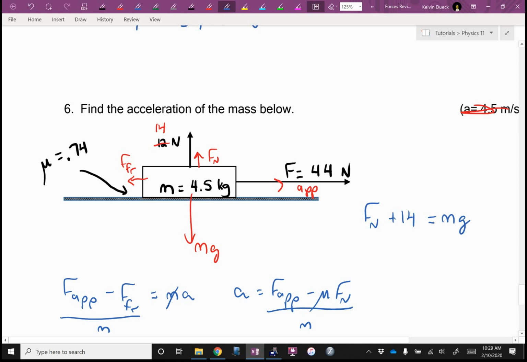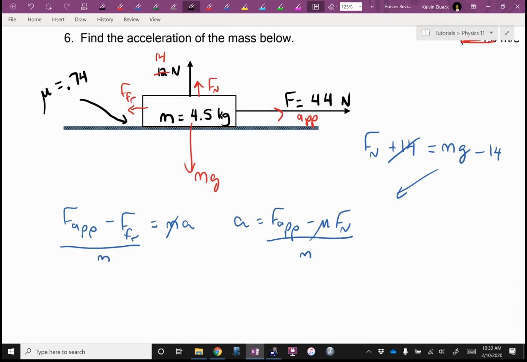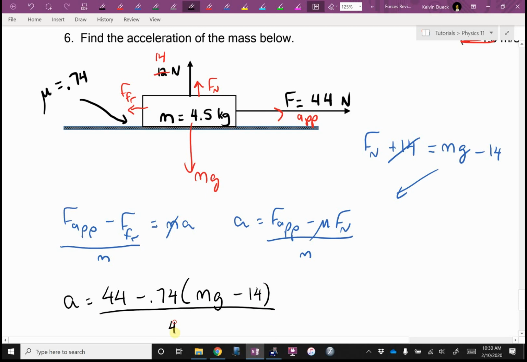How would I get the normal force by itself? So wherever I see a normal force, I'll replace it with mg minus 14. It's going to go right there. I'm going to get a equals F applied minus mu times (mg minus 14) all over m. m is 4.5, g is 9.8.